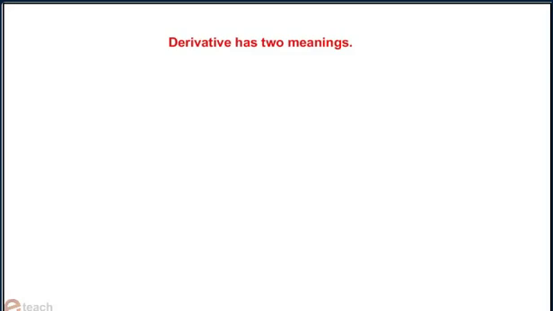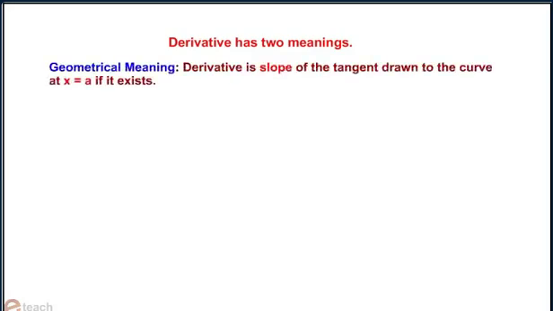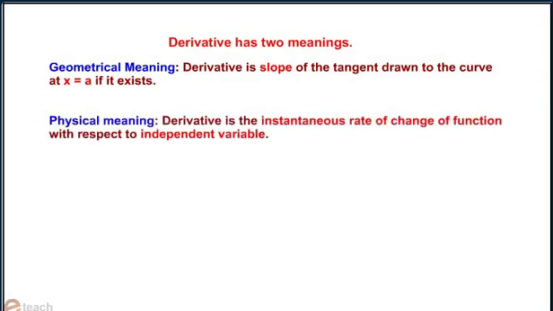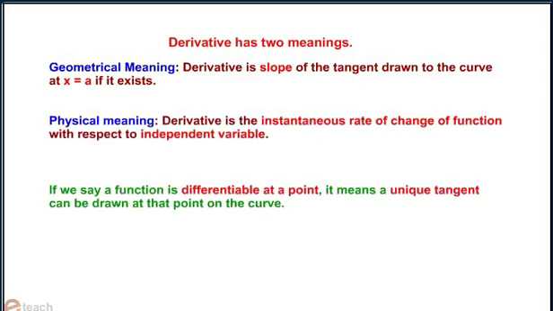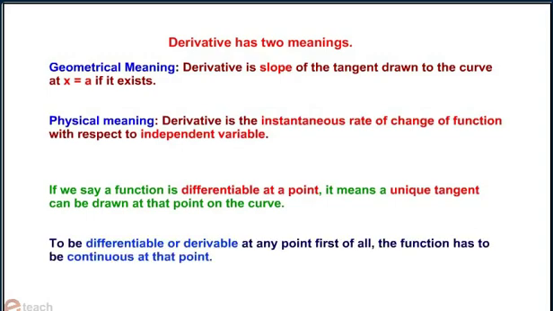Let us study about differentiability. Derivative has two meanings. Geometrical meaning is that derivative is the slope of the tangent drawn to the curve at x equal to a, if it exists. Whereas the physical meaning is the instantaneous rate of change of function with respect to the independent variable. To be differentiable or derivable at any point, first of all, the function has to be continuous at that point.